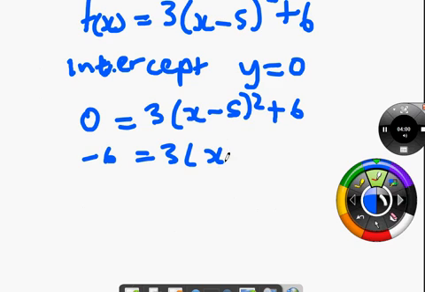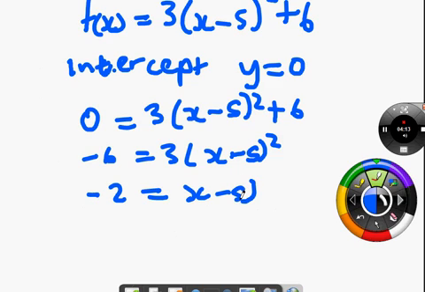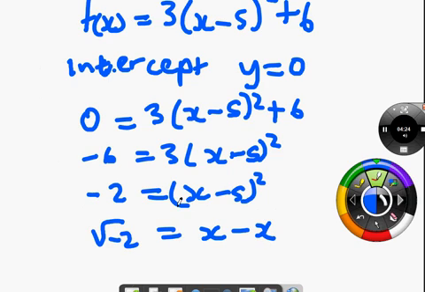3 bracket x minus 5 squared. And then, dividing the 6 by the 3, we get minus 2 is equal to x minus 5 all squared. And the working is pretty much the same. But now, when we get here, we cannot find the square root of a negative. So it means that the x-intercepts do not exist for this particular function. We will have to work out one where it exists so that at least you can see. So we now know that the x-intercept doesn't exist, and we can now sketch our graph.